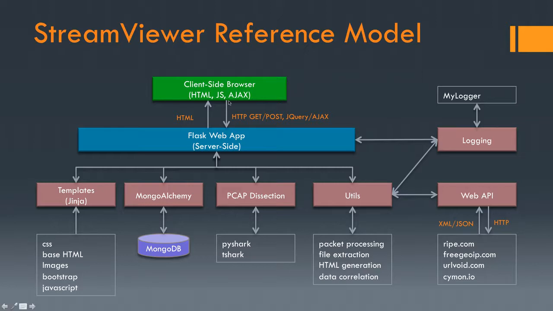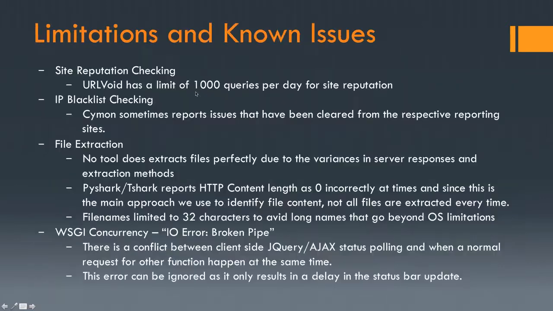So the client side generally just sends HTTP GET POST requests or AJAX or jQuery requests to the Flask web app, and then the Flask web app really does all the processing behind it and returns the HTML to the client side.